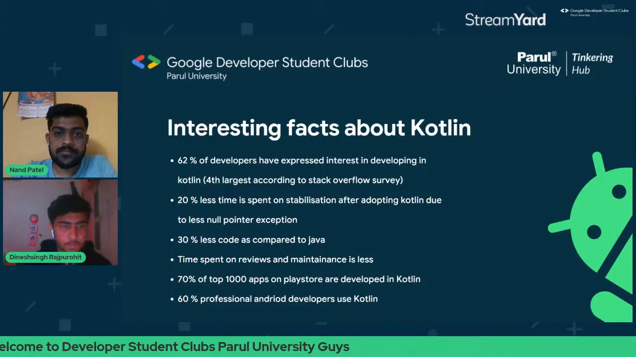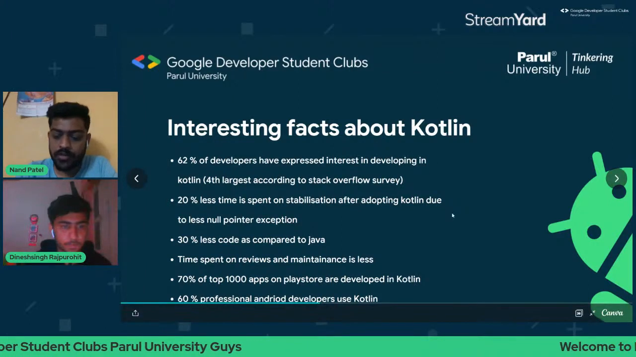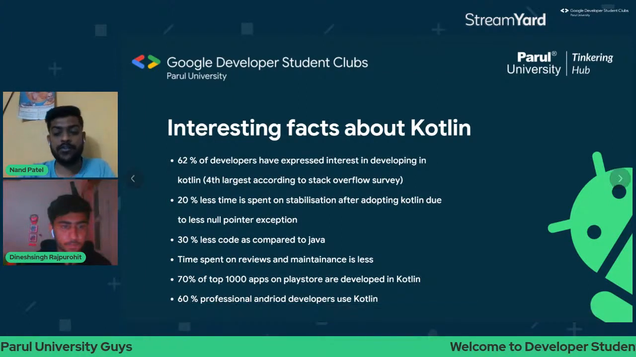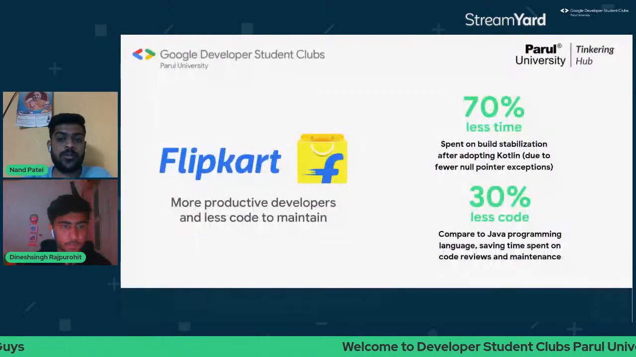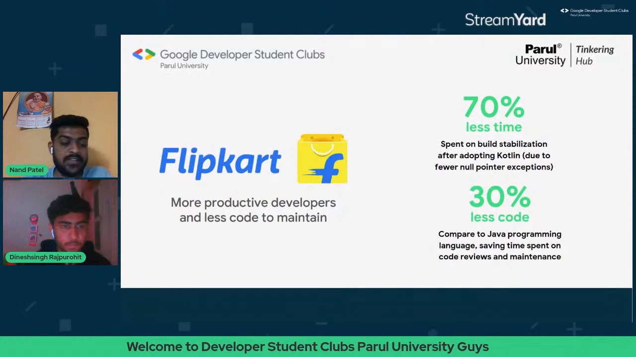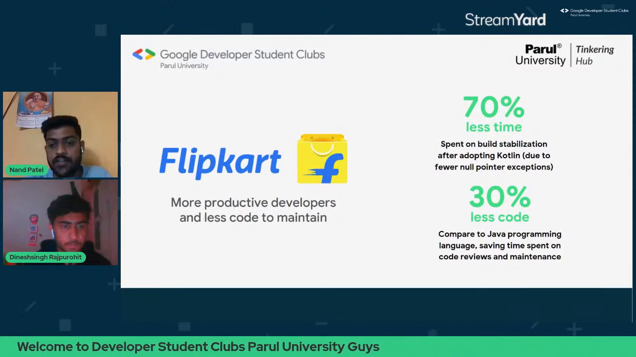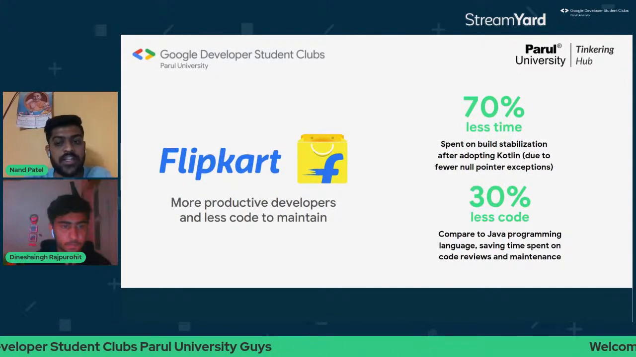Now there will be some interesting facts about Kotlin. Have you seen that? The most interesting part, and your eyes will be blown by this kind of information, is that Flipkart is made with Kotlin.